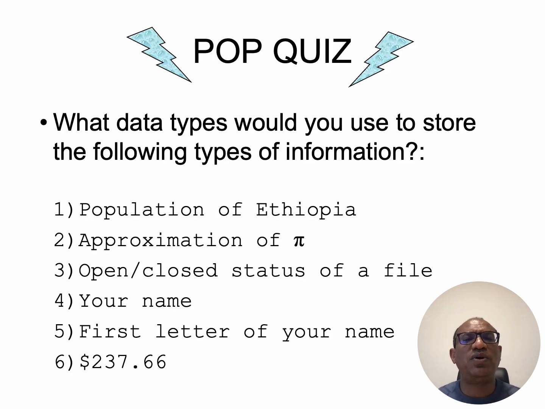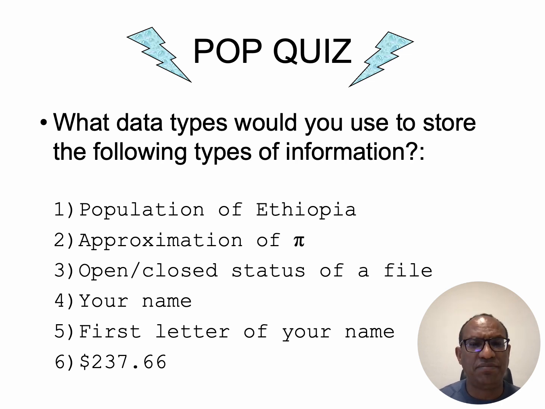In this pop quiz, what data type should you use to store the following? Population of Ethiopia: an integer is appropriate because currently it's 120 to 130 million, so int is perfectly enough. Approximation of pi: double is appropriate. Open or closed status of a file: it has just 2 values, either open or closed, so boolean could be sufficient.